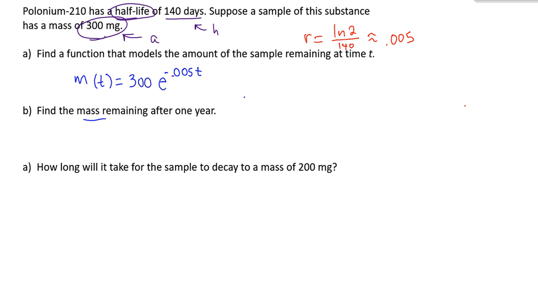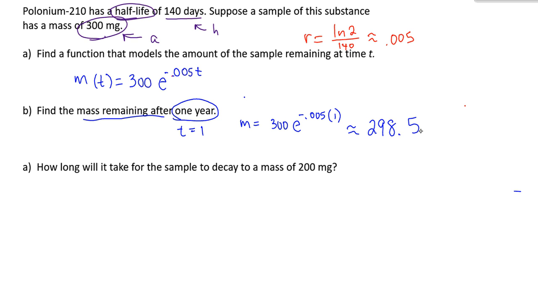So the function is 0.005 t. Find the mass remaining after 1 year. That's a time. t equals 1. So our mass is going to be 300 e to the negative 0.005 times 1, which is about 298.5 milligrams.